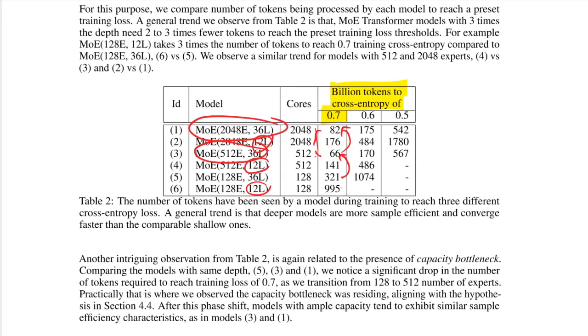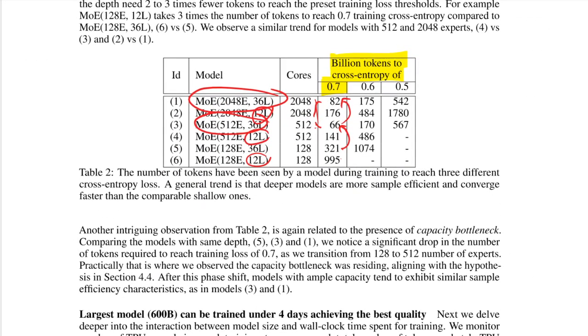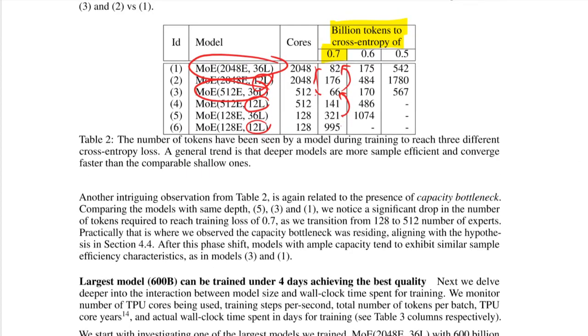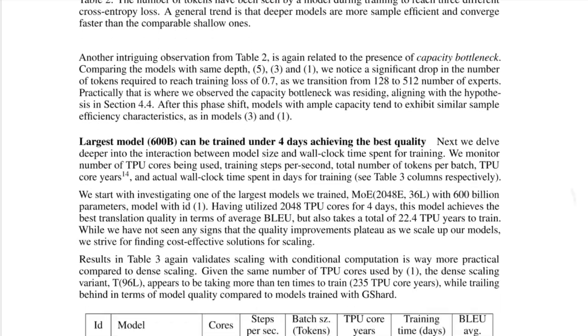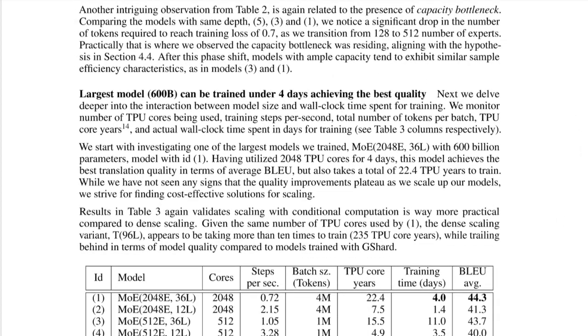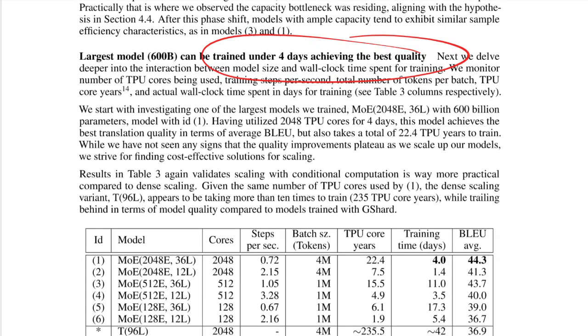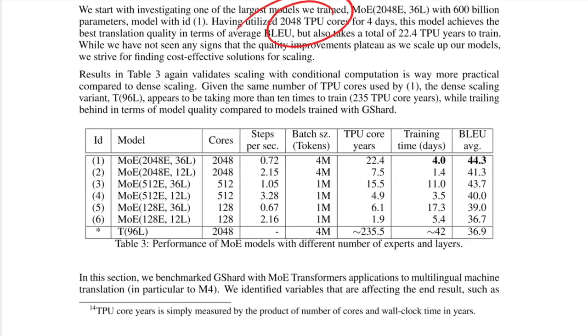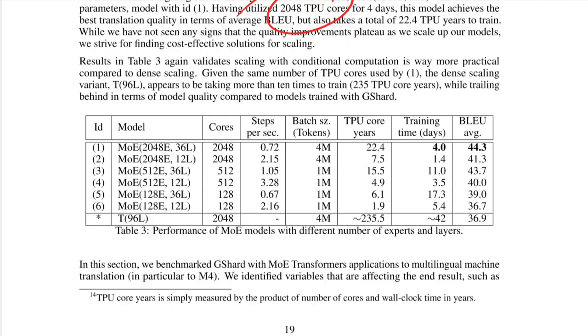So that's pretty interesting. Because we know about depth that you can basically up and up and up and get more efficient, but width, not that much. Yeah, the largest model can be trained in under 4 days to achieving the best quality.